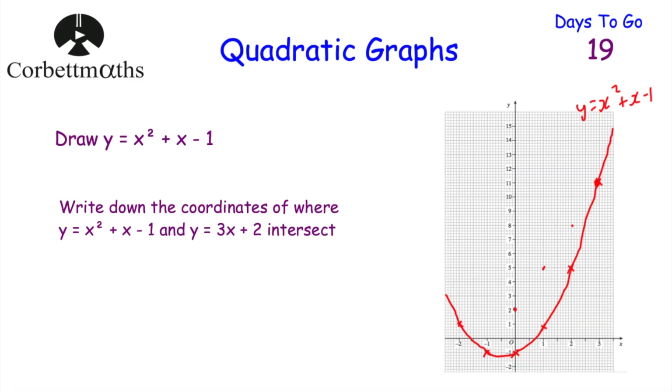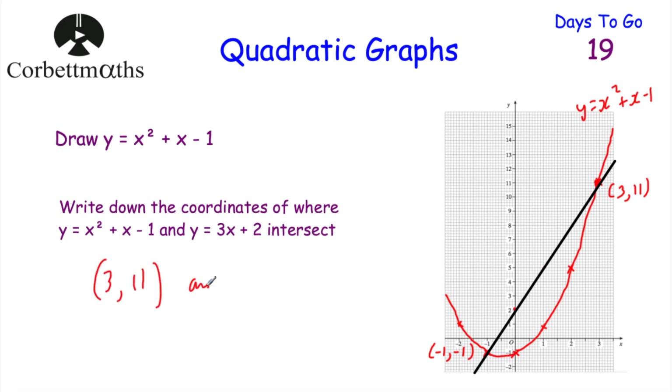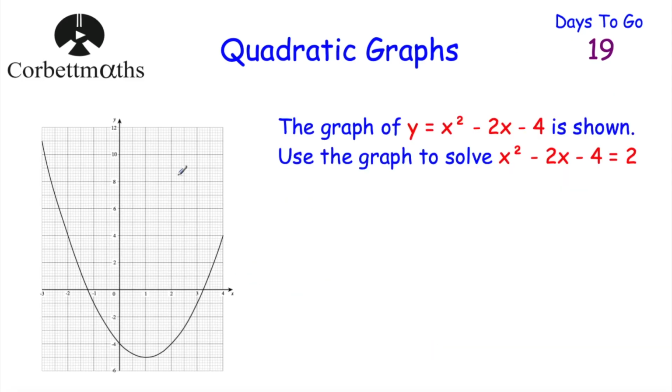We've actually now got 4 points. Let's draw a nice straight line through them. And also the other point is the point with coordinates (-1, -1). So there are 2 points. The coordinates of the points where they intersect are (3, 11) and (-1, -1), and that's it. Okay, let's have a look at our next question.